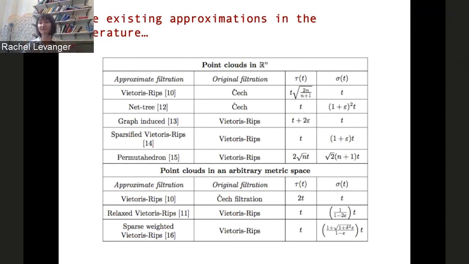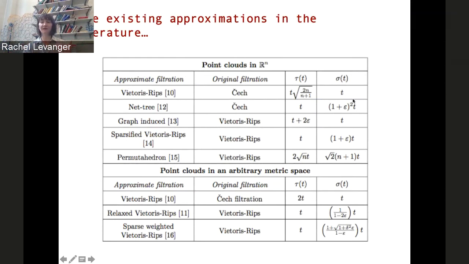So one thing we've included in the paper is we've gone through some of the existing approximations to point clouds that exist in the literature. So point clouds in R^n, and then point clouds in arbitrary metric spaces. So it's quite common, let's say you start with the Čech filtration of a point cloud, because by the nerve theorem, if you take the Čech complex of your balls of radius epsilon around your set, you're actually going to get the true homology in certain cases, but that's very complicated to compute, and so people pass to the Vietoris-Rips complex instead. Well, you can actually look at the tau sigma interleaving between these two complexes.